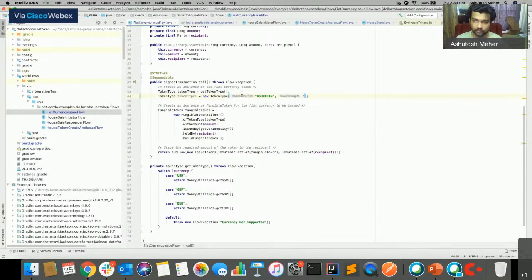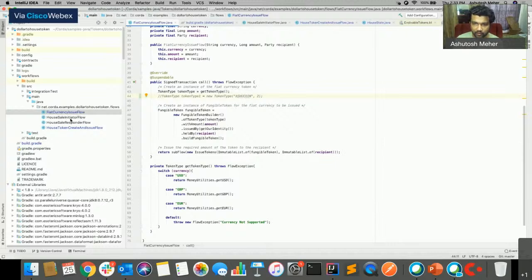If you want more properties on this, currently there are just an identifier and the fractional digit. If you want more, you can always subtype that and create more. All right, so that's how you issue or create a fixed token type, right?